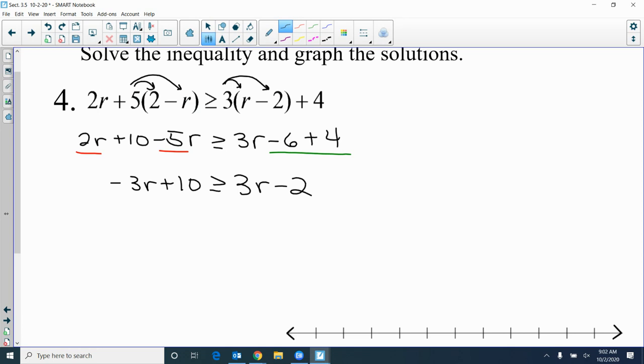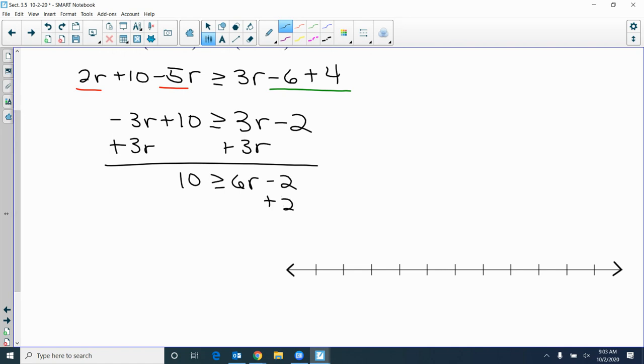Brett, all right, you good right here? What'd you do from here? I added 3R on both sides. All right, good. Before that, I did plus 2. Yeah, you want to do that last. I'm telling you, do that last, move the variables first, just from experience, that leads to fewer mistakes. You can get the correct answer, but like I said, it leads to fewer mistakes. So you add 3R, and that gives me 10 is greater than or equal to 6R minus 2. Now add 2. 12 is greater than or equal to 6R.